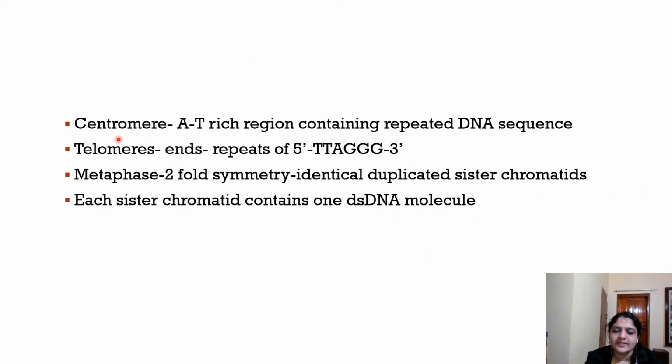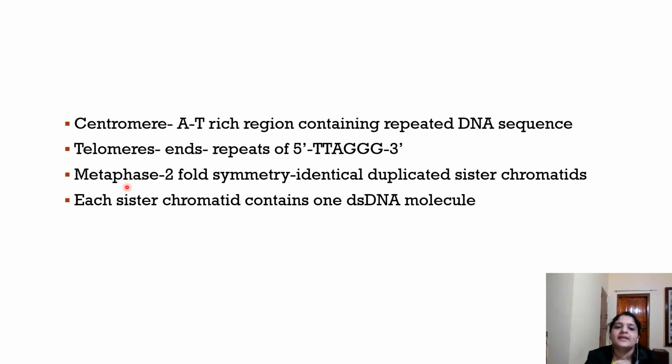The centromere is an AT-rich region containing repeated DNA sequence. So about DNA organization in tissues, the centromere is the adenine-thymine rich region containing repeated DNA sequence, and the telomeres are the ends of the chromosome where there are repeats of 5 prime TTAGGG 3 prime.